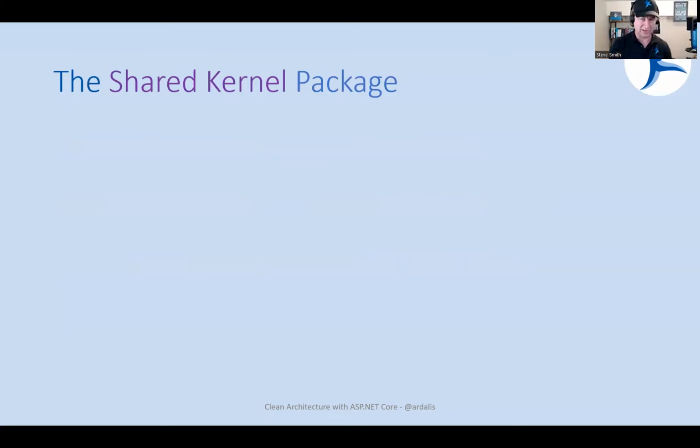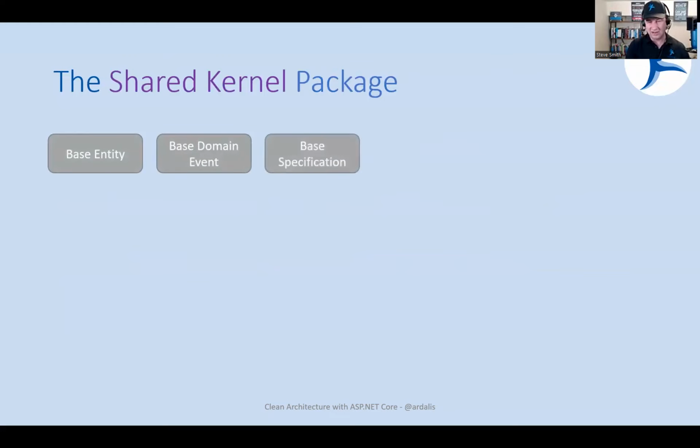You want to have the shared kernel package, ideally make it a NuGet package, have your own internal NuGet feed that you use. It's really easy to set that up. Put in your base abstractions and your base implementations that you're going to use. So a lot of the DDD patterns lend themselves to having a common base value object or entity or whatever, base specification, stuff like that. So put all that stuff in this common shared kernel.